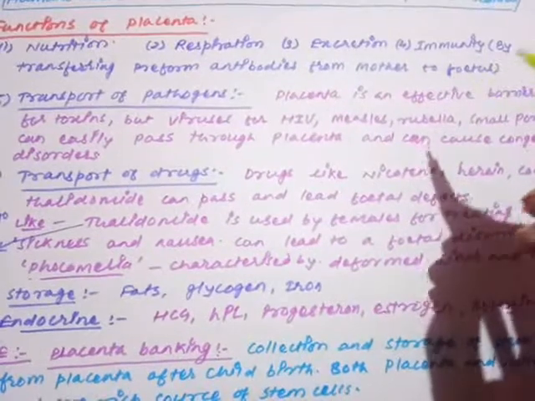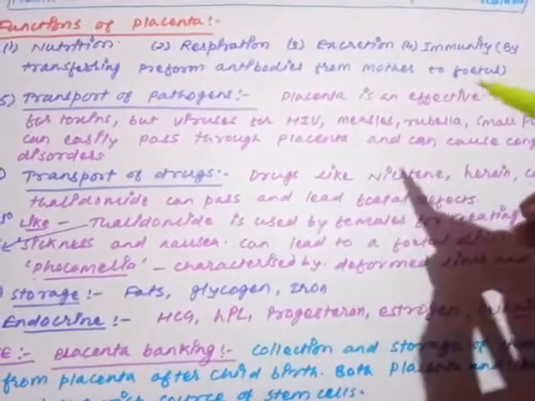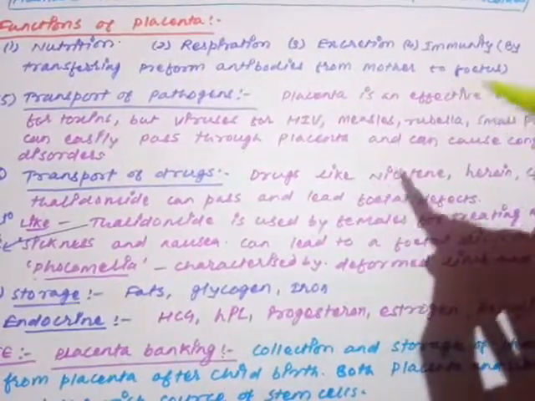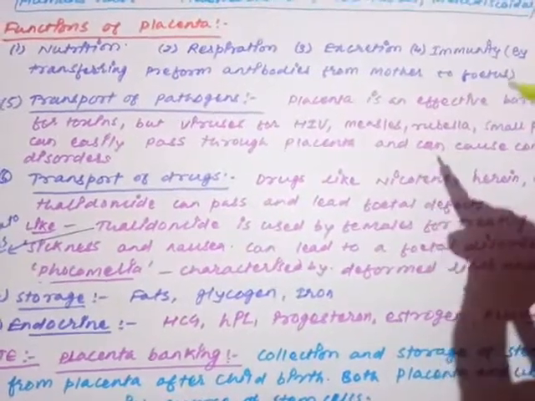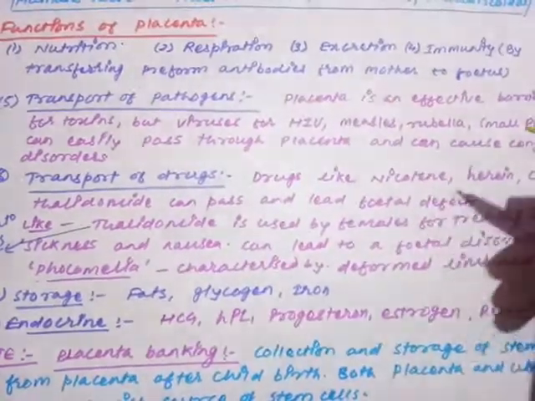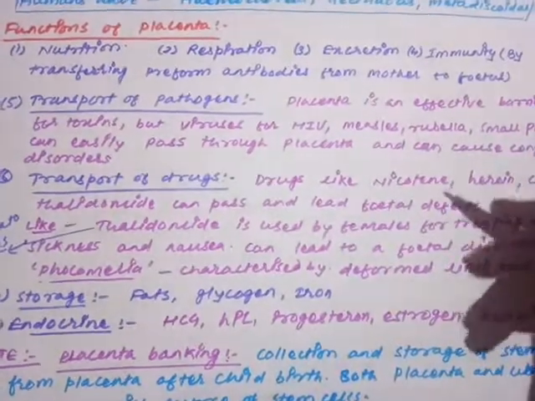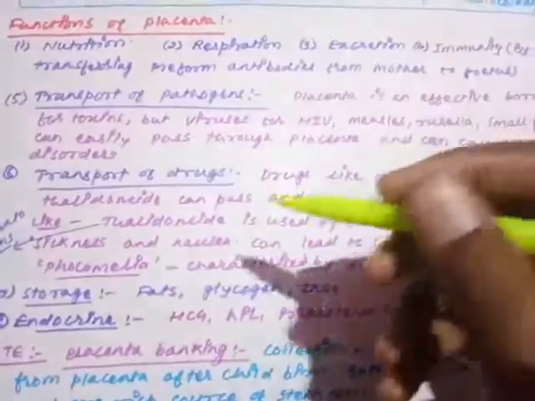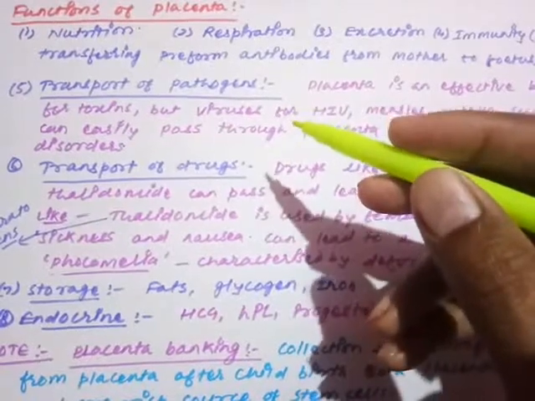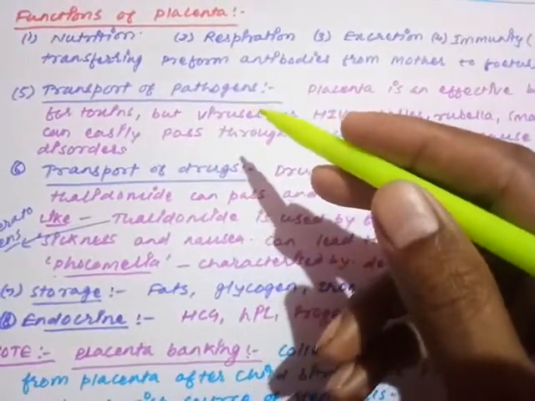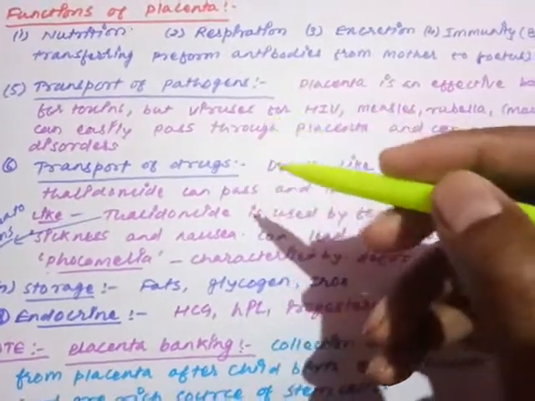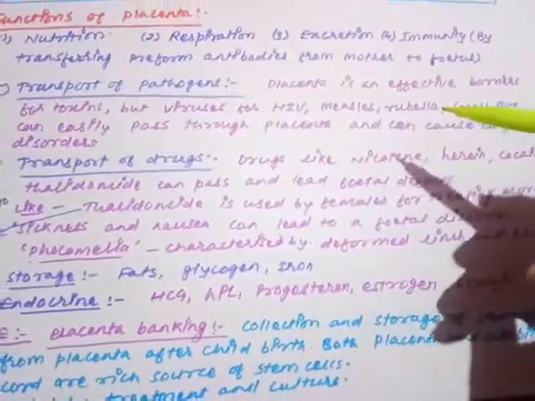Immunity means what? It is being achieved by transferring the preformed antibodies for the certain disorder, certain disease from the mother's body to the fetal body, and the fetus is taking the ready-made immunity thereon. That is also a kind of passive immunity. Moving on to the next, transport of the material. Transport of the material, और उसमें important है transport of the pathogen. Transport of pathogen, listen one by one.